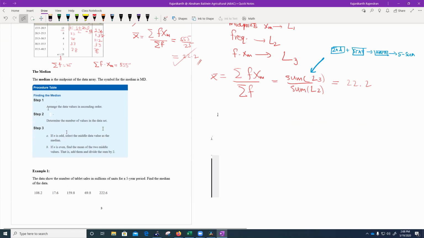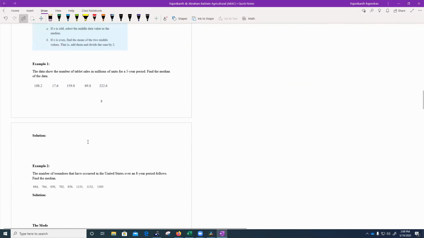If you are given raw data, arrange the data values in ascending order, then determine the number of values in the data set. How many data values are given? Ask yourself. If you are given an odd number of data values, you will have only one middle number, which is called the median. If you are given an even number of data values, then you will obviously have two middle numbers, so you need to find the average of those two numbers to find the median. So there are two scenarios. We will look at one example, then you will understand it clearly.